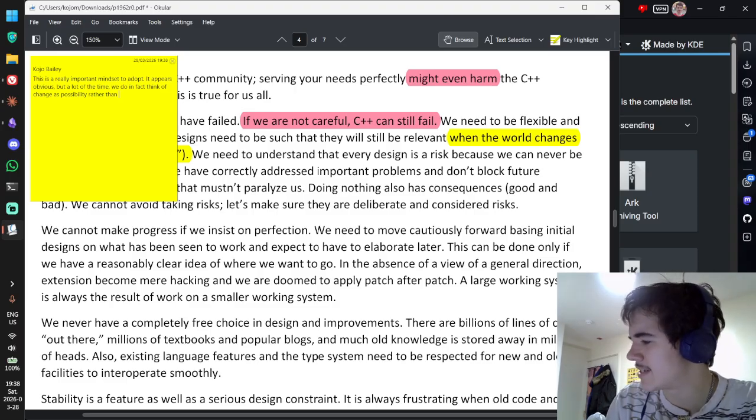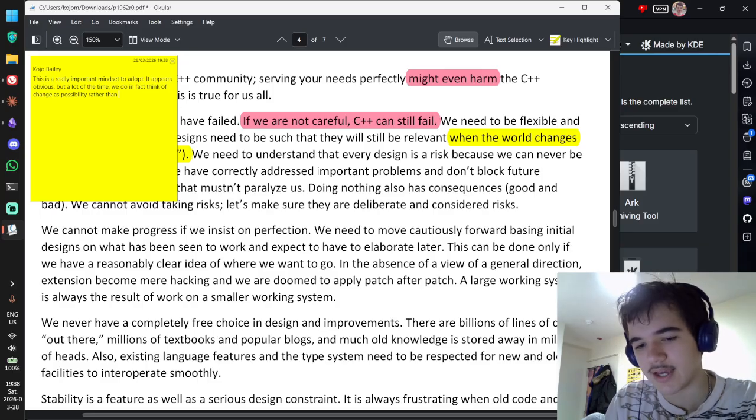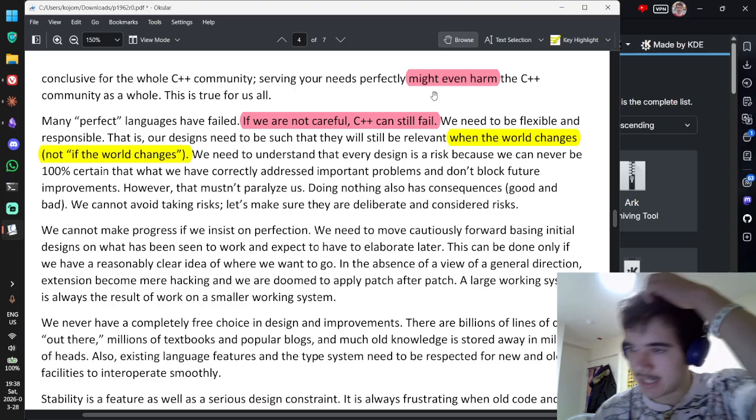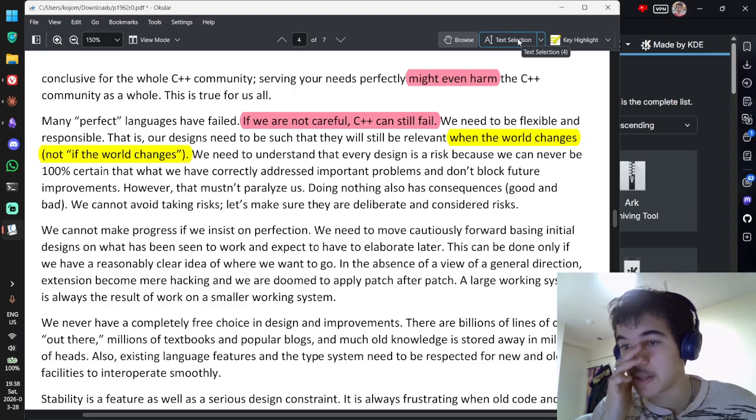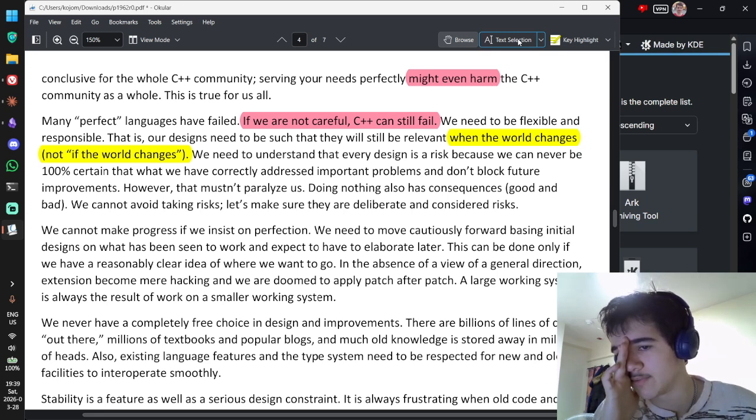I don't like this word necessity. It doesn't need to happen, but it's bound to happen, rather than merely guaranteed. Because it is guaranteed. We need to understand that every design is a risk because we can never be 100% certain that we have correctly addressed important problems and don't block future improvements. Yeah, we cannot block future improvements. Oh my god.